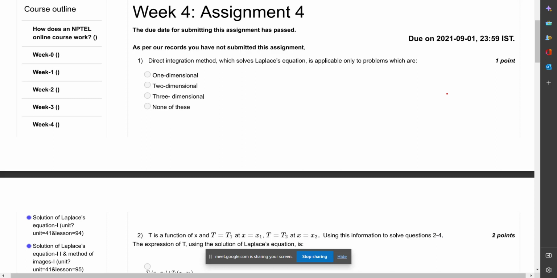So here, what will be the answer? For the direct integration method which solves Laplace equation, it is applicable only to problems that are one dimensional, isn't it? Is there any problem, or should I go ahead?